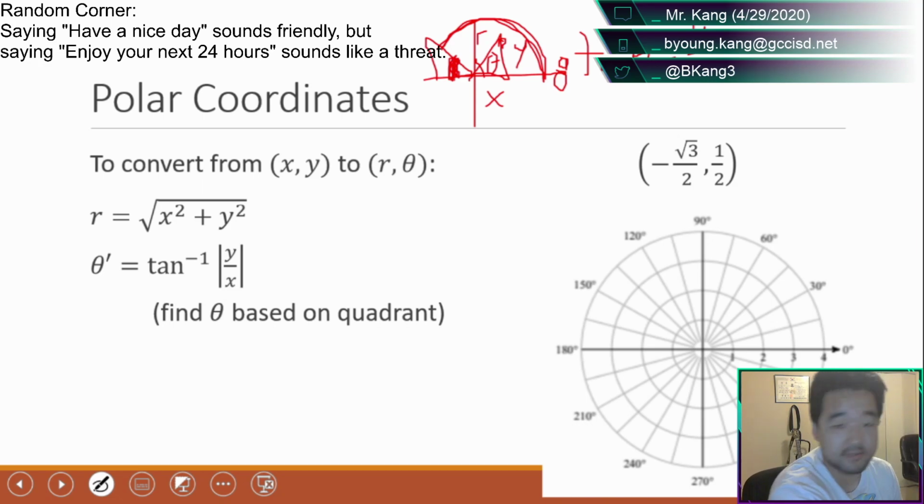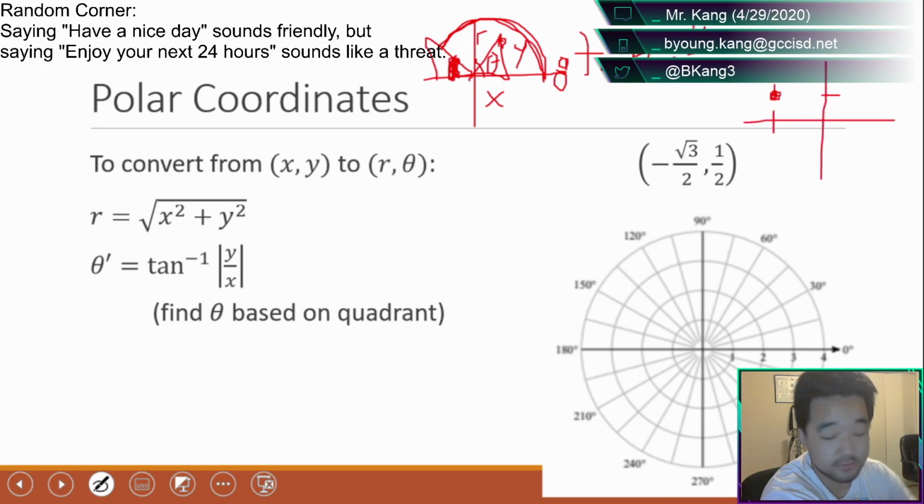Okay, so let's get this answer first, and I'll elaborate more on what other tricky versions might happen. So negative square root of 3 over 2, comma 1/2. I know that that's going to be left by some amount, up by some amount. I'm guessing I'm in quadrant 2. I'll put a big question mark here because I don't know. But I know for a fact I'm in quadrant 2.